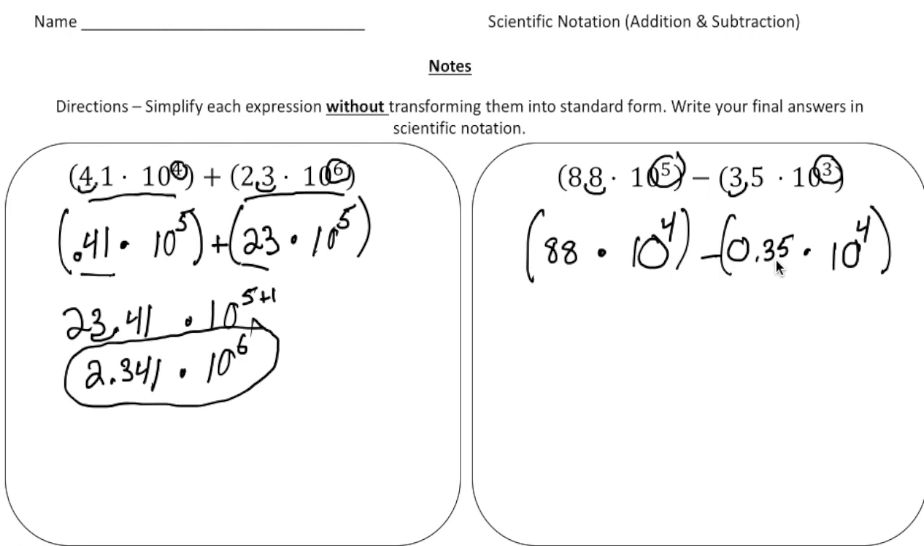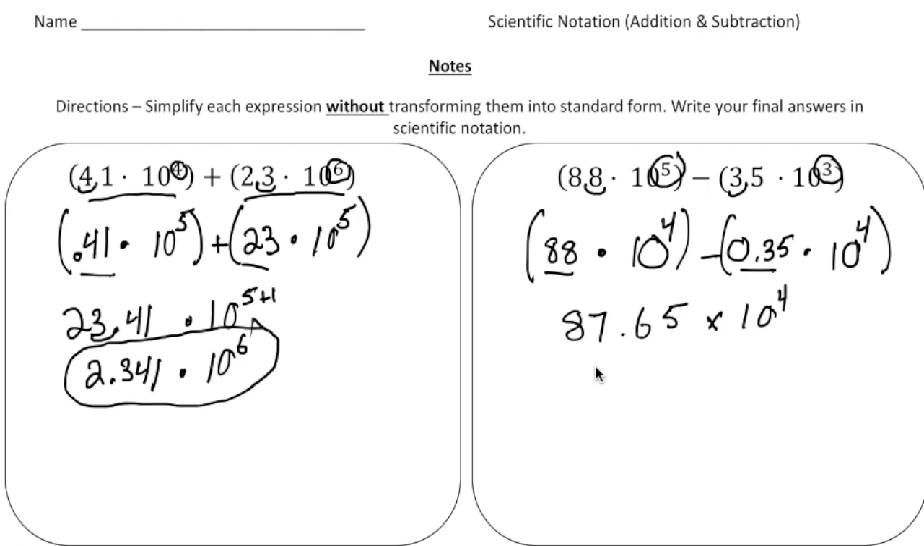And 0.35 times 10 to the 4th is the same as 3.5 times 10 to the 3rd, okay? But now that we have the same bases and exponents, now we can do 88 minus 0.35, which gives us 87.65 times 10 to the 4th, all right?